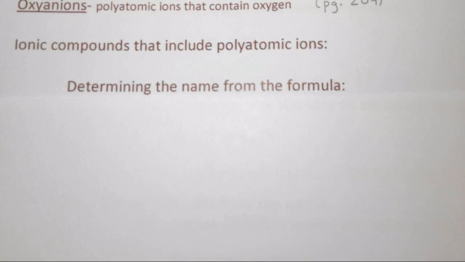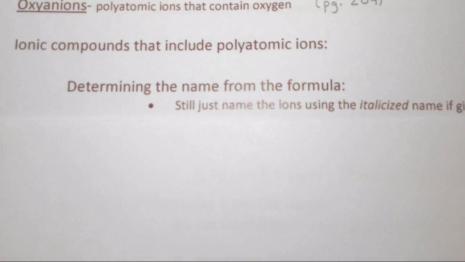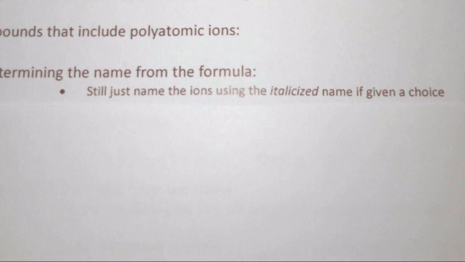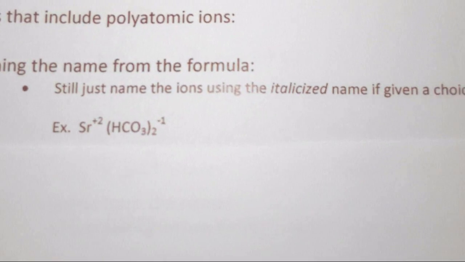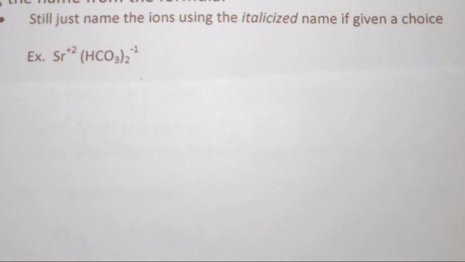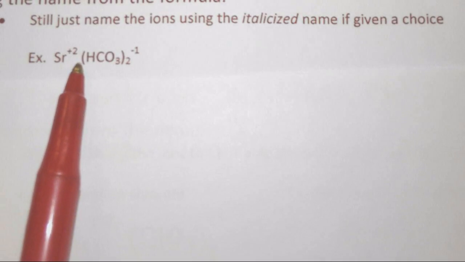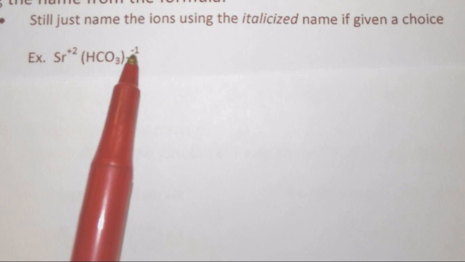So to determine the name, when you have a polyatomic ion as part of the ionic compound, it's not any different. You are still just going to name the ions and use the italicized name if given a choice. So the presence of these polyatomic ions don't change how we name the compound. And we have an example here. Polyatomic ions we put in parentheses with the charge on the outside, and that's how it shows up on your ion chart.